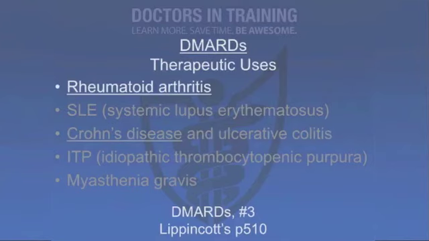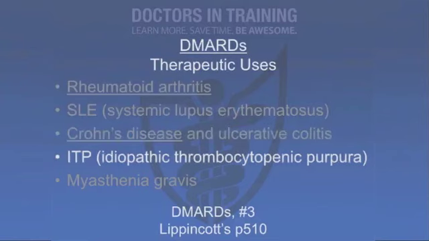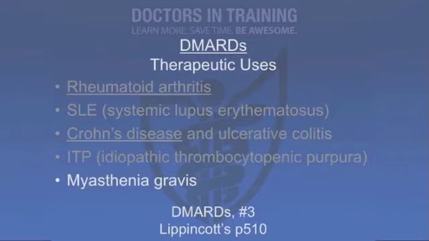And so some of the indications for using disease-modifying anti-rheumatic drugs, that's what DMARDs are, are going to be, of course, rheumatoid arthritis. There's also SLE. There's Crohn's disease. There's ulcerative colitis, ITP, myasthenia gravis. There are various other diseases that these DMARDs can be used for.